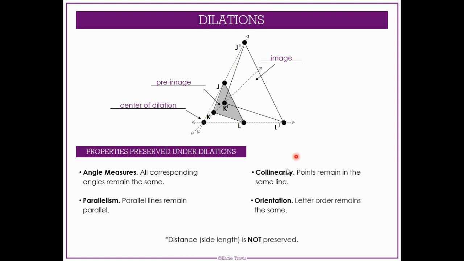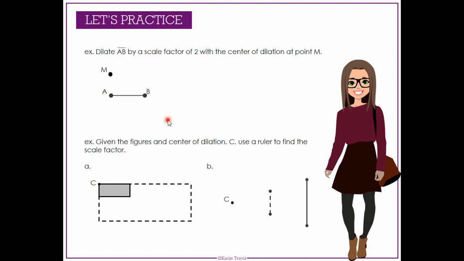All right, finally, our distance is not going to be preserved. That means that the sides that we have on our shape are not going to be the same length. Okay? So keep that in mind as we go through. Let's take a look at our next bit of work.